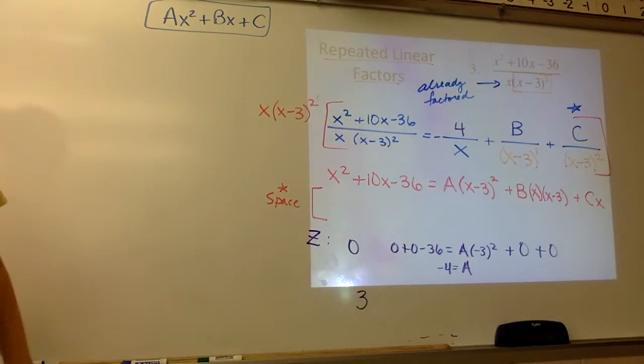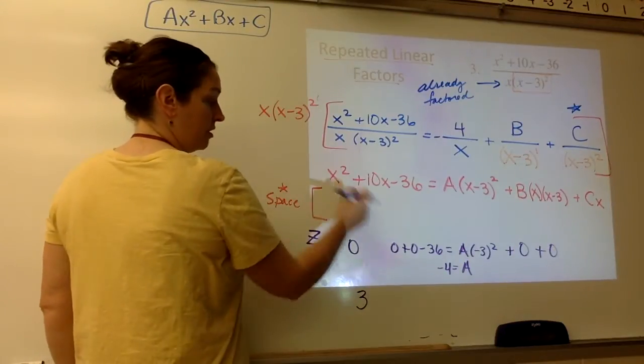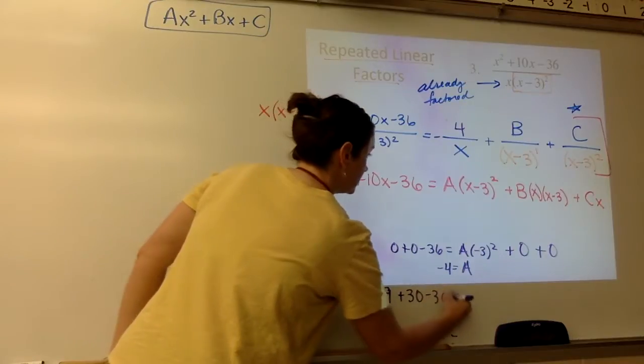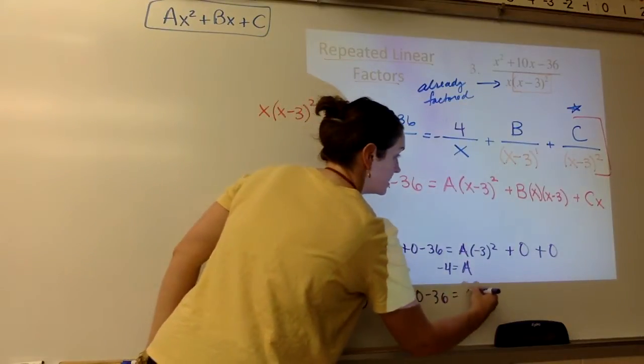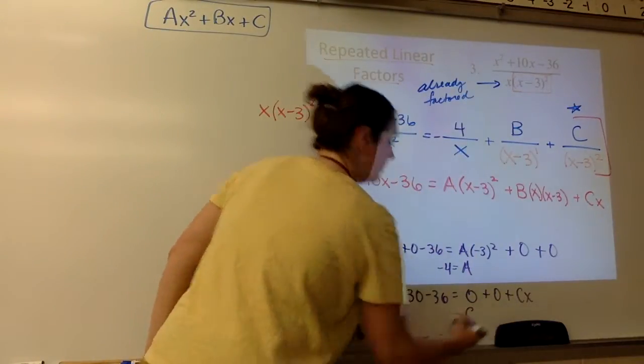Now I do C. I plug in 3. I'm going to get 9 plus 30 minus 36 is equal to 0 plus 0 plus CX.